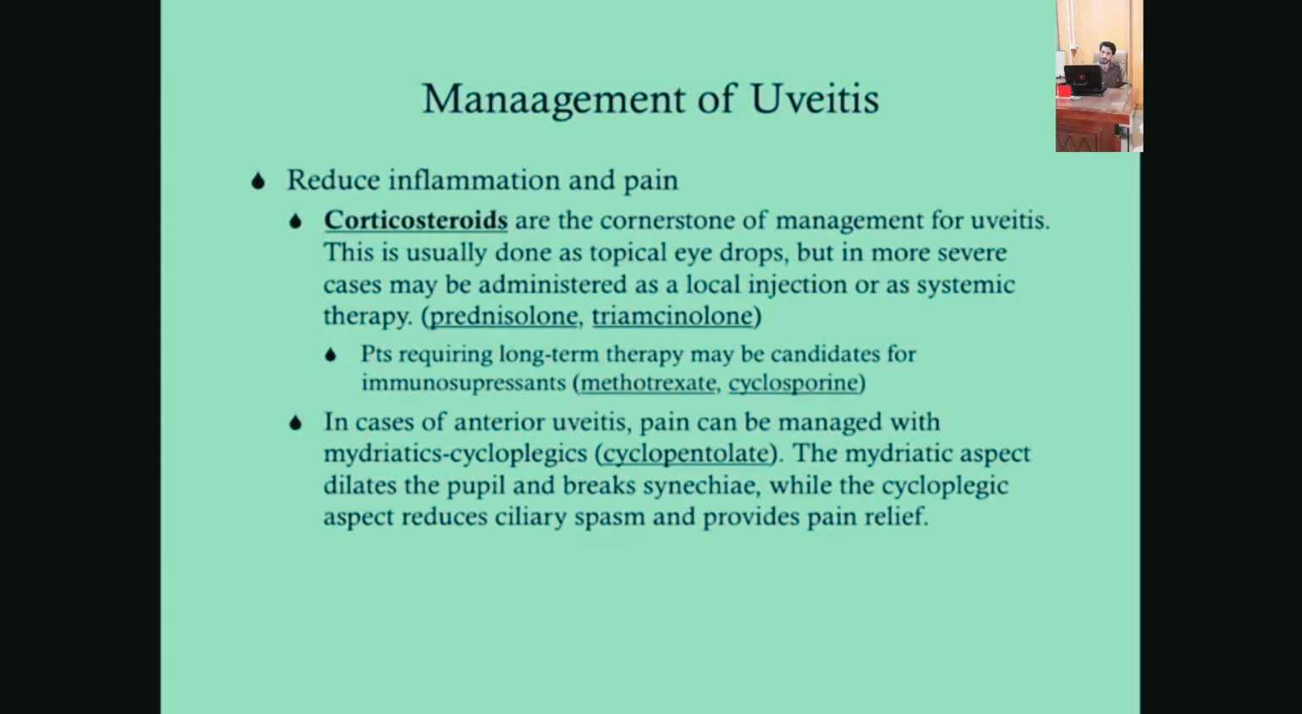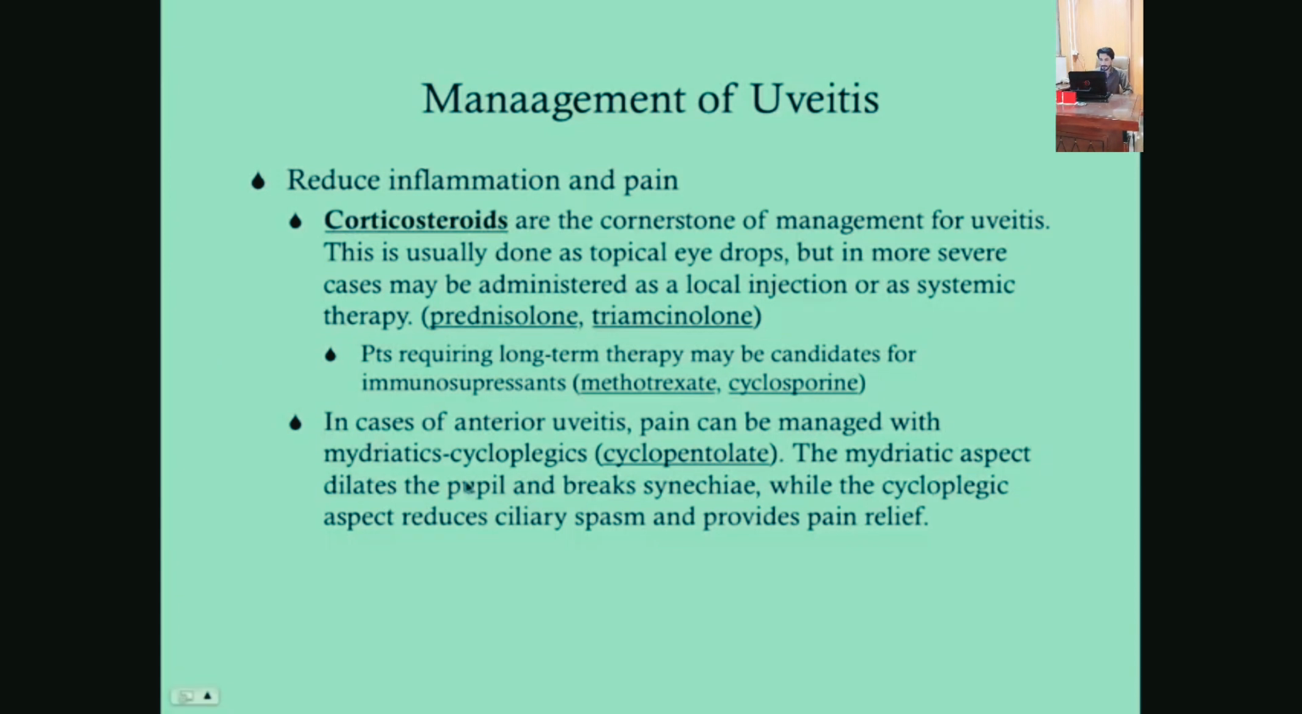Now, in the case of anterior uveitis, remember that we also have pain, and we want to address that. So what we give is drugs that have both dilating and paralyzing effects of the ciliary muscle. So we call that mydriatic cycloplegics. They dilate the eye and they paralyze the ciliary body.